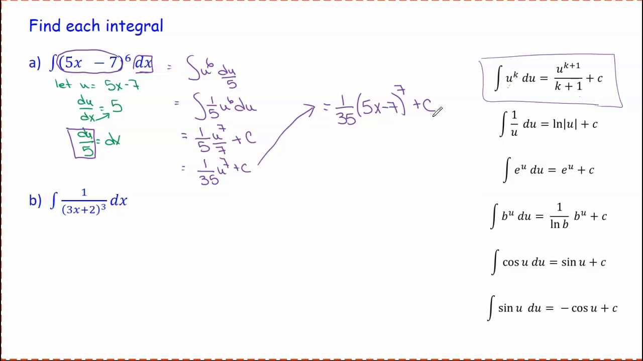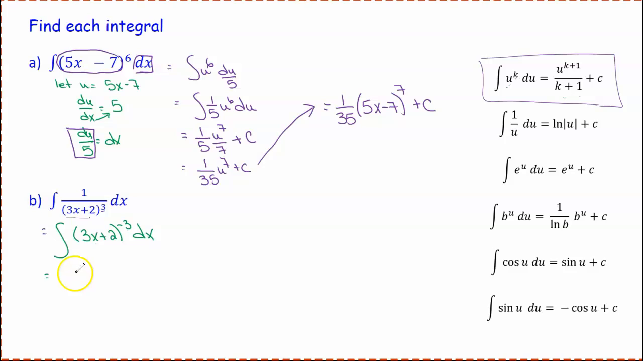B. The integral of 1 divided by (3x plus 2) all to the power 3. I don't have it looking as u to the power k, but I do have a polynomial to an exponent. So the first thing I should do is rewrite this as 3x plus 2 to the negative 3 exponent. Remember, we can undo a fraction by giving it a negative exponent. I have my polynomial to an exponent, still that boxed integral.